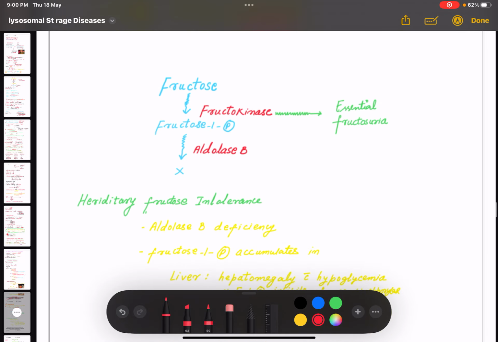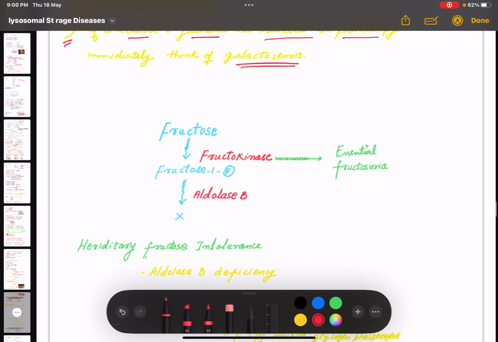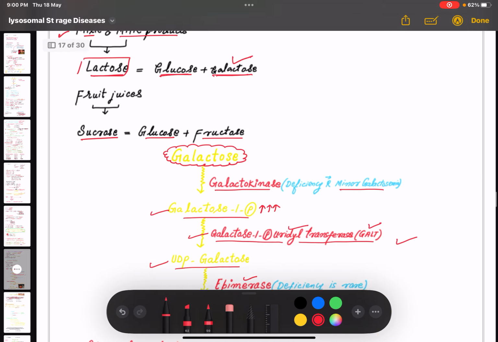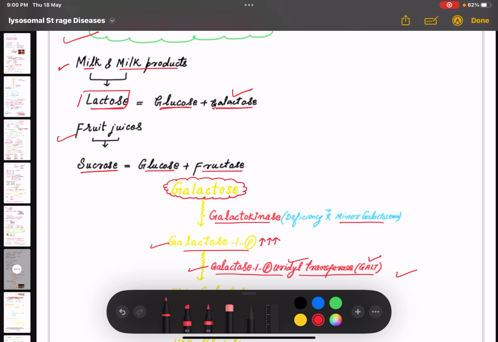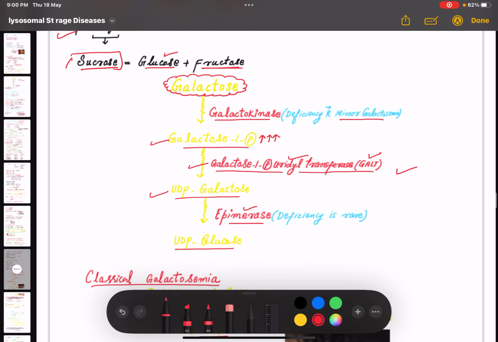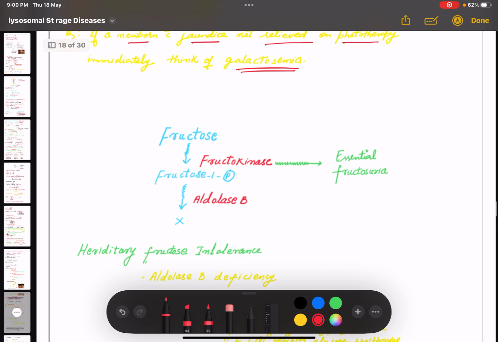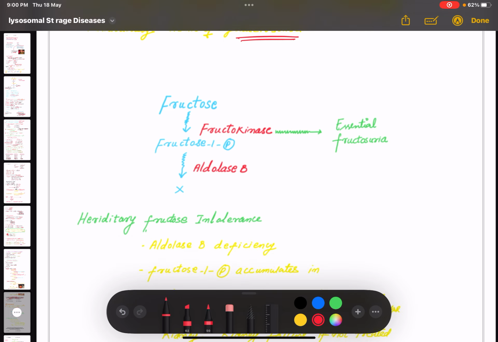Now let's talk about fructose metabolism. Again, I'm showing you here that fruit juices contain sucrose, and the sucrose is made up of glucose and fructose. Now this is related to fruit juices. F for fruit juices, F for fructose. This fructose is going to be converted into fructose 1-phosphate, and the enzyme is fructokinase. If this enzyme is deficient, it will result in essential fructosuria.